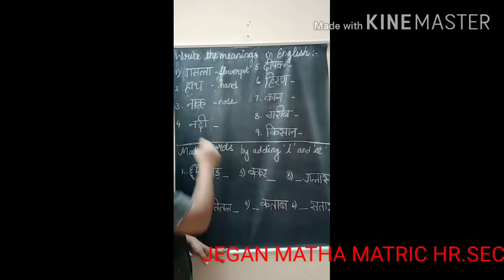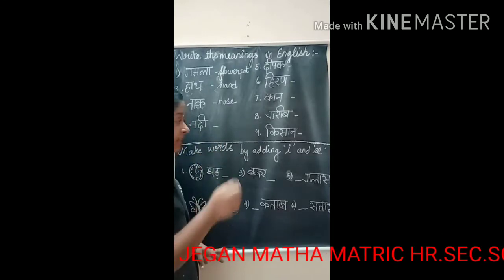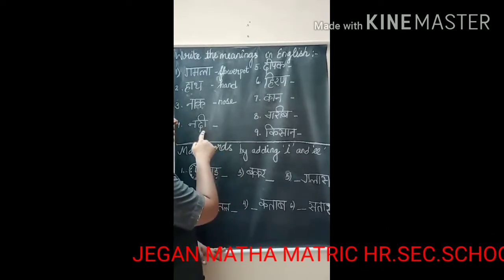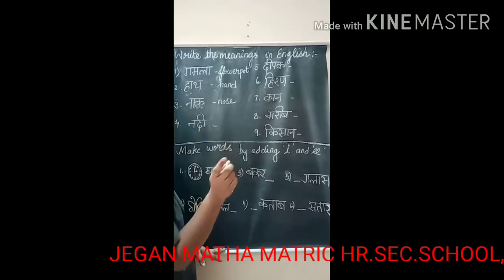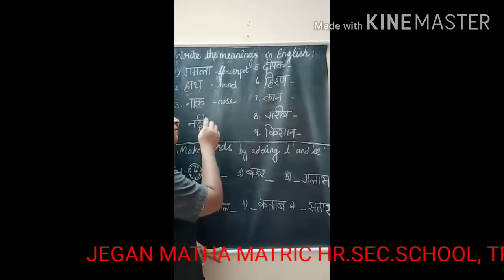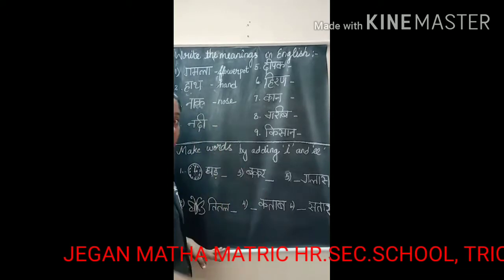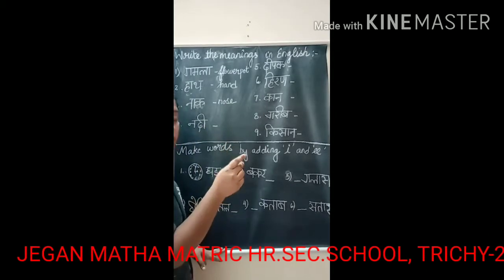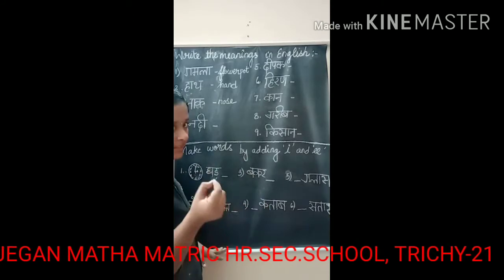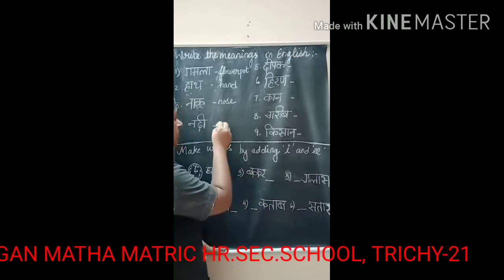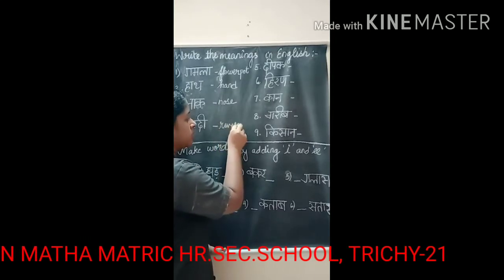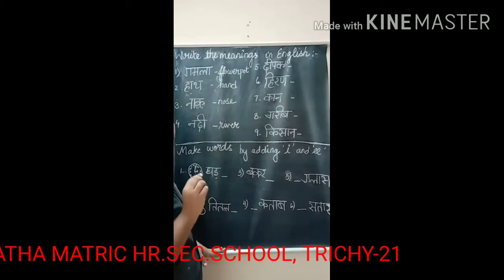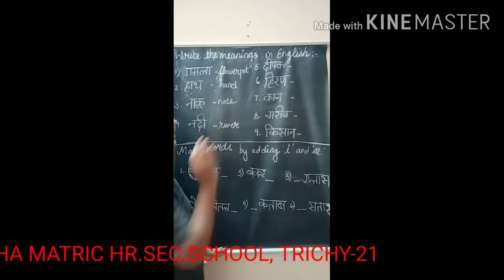Yes. The next word is nadi. See here, it's a 2-letter word. Na and da are both consonants, and this is the symbol of E. So giving a little bit of stress to the consonant da, we pronounce it as nadi. Nadi means river. So for the first four Hindi words, I have written the meanings in English.